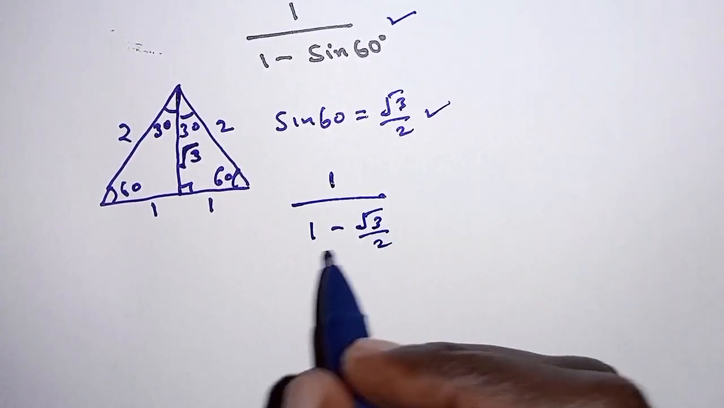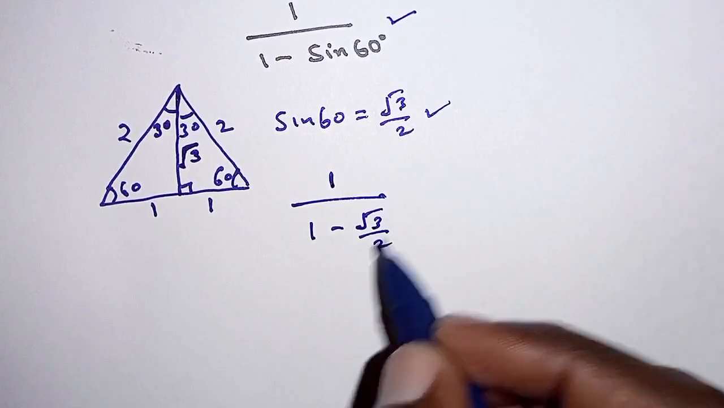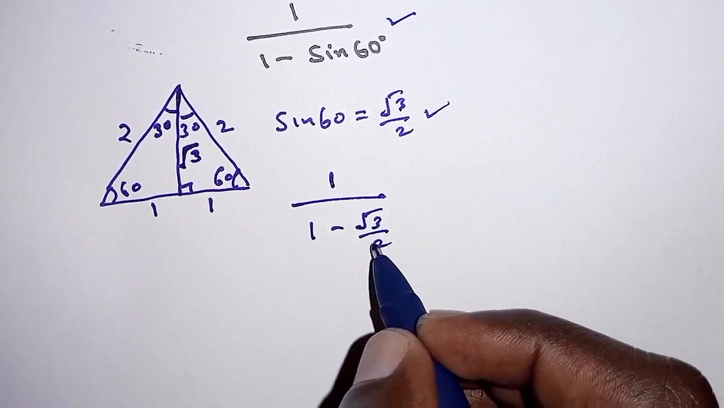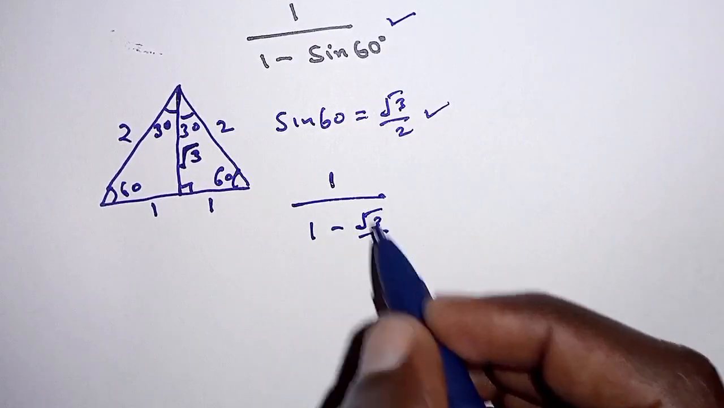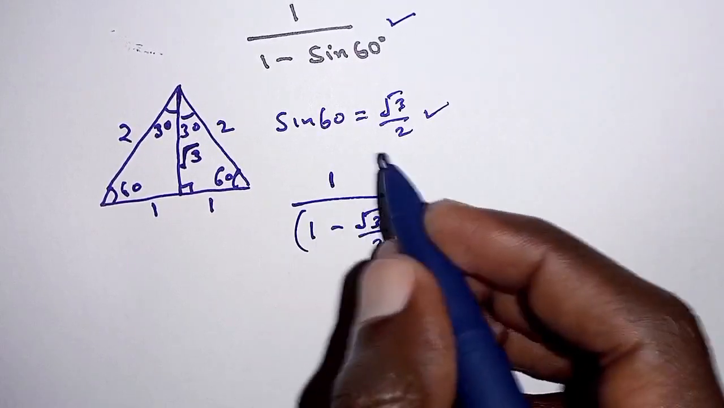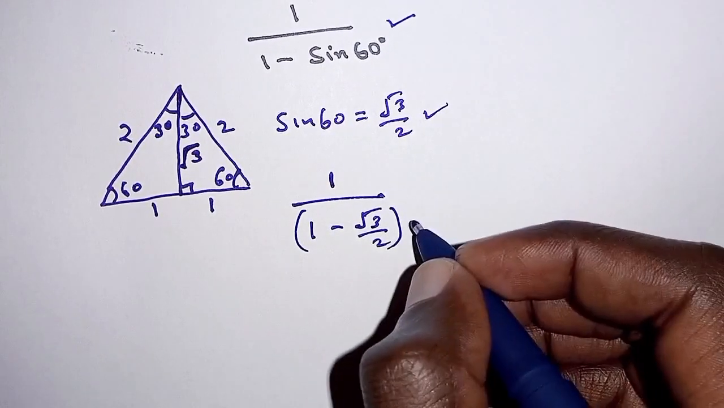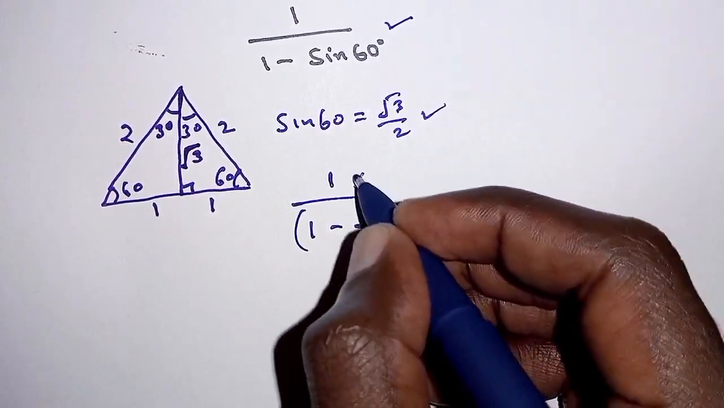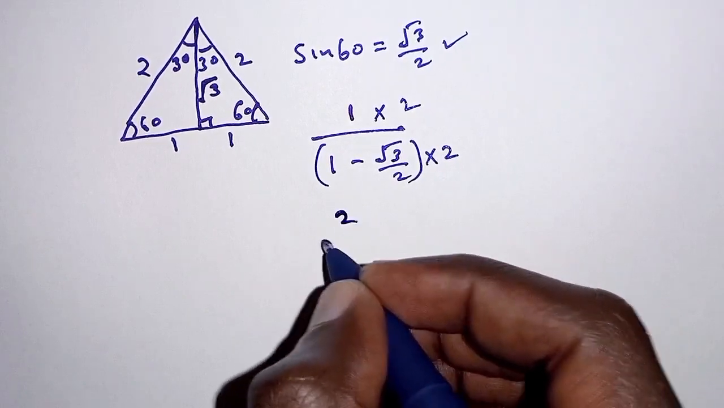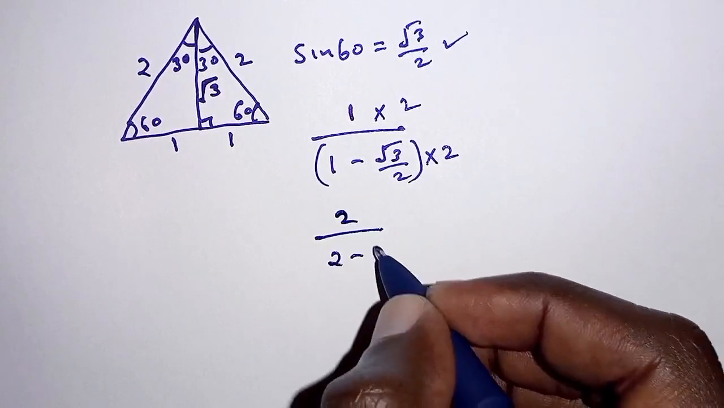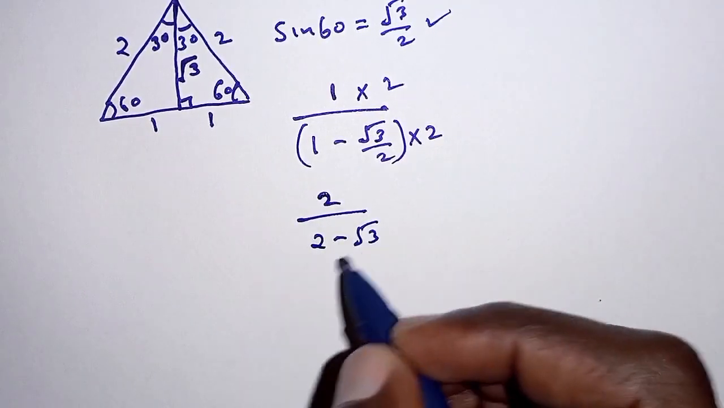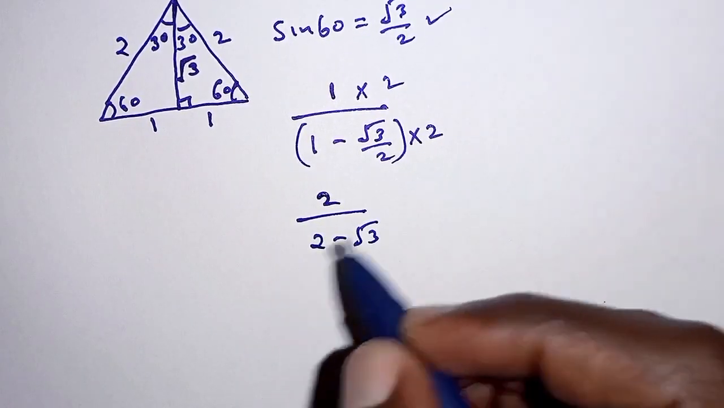Now for convenience, we will multiply both the numerator and denominator by the LCM here. So we have 2. We have 1 over 1 minus root 3 over 2. So here we are seeking to express all the values as whole numbers. So we multiply here by 2 and the same factor multiplies the numerator. So we'll have on the numerator 2 and denominator 2 minus root 3. So at this step we can simplify further by rationalizing the denominator.